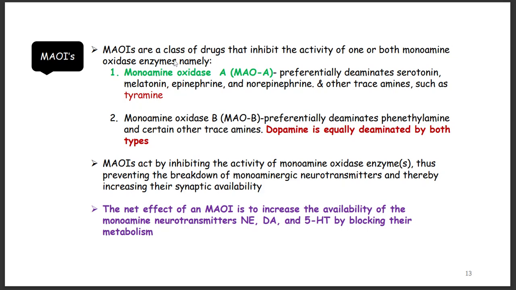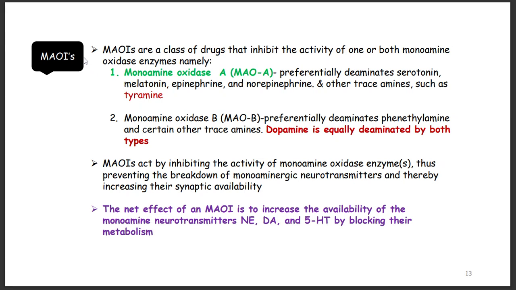The MAO inhibitors, you have got MAO A and MAO B. Now, MAO A inhibitors, these guys can inhibit MAO A itself, which breaks down melatonin, epinephrine, norepinephrine, and also some trace amines like tyramine. This is important for you to take note, tyramine. MAO B, this guy will be breaking down dopamine, to be specific. But dopamine is also being broken down by MAO A. So the best drug that you want to use, if you want just to prevent the breakdown of dopamine, is MAO B. Because if you use inhibitors of MAO A, they are not only increasing the concentration of dopamine, they're also increasing the concentration of melatonin, epinephrine, norepinephrine. So they will lead to a lot of side effects.